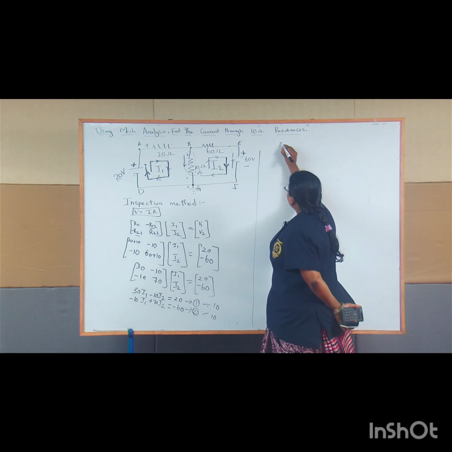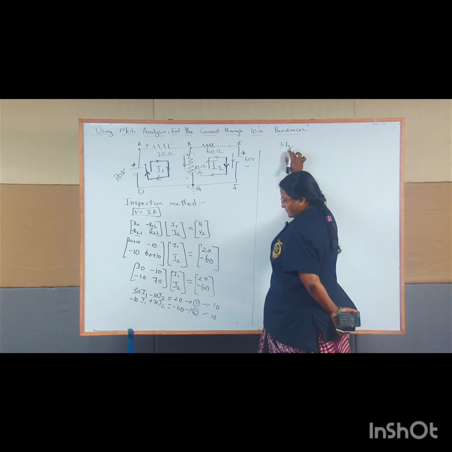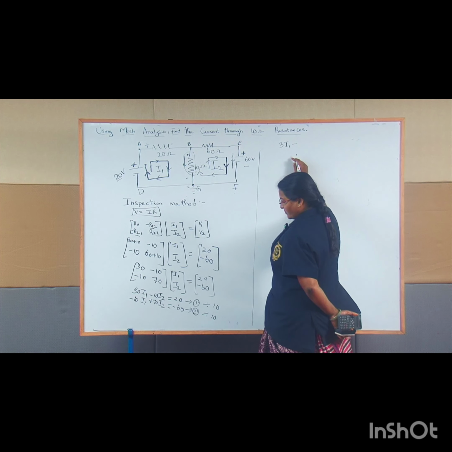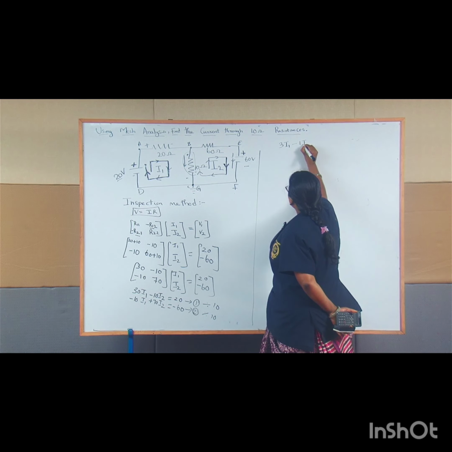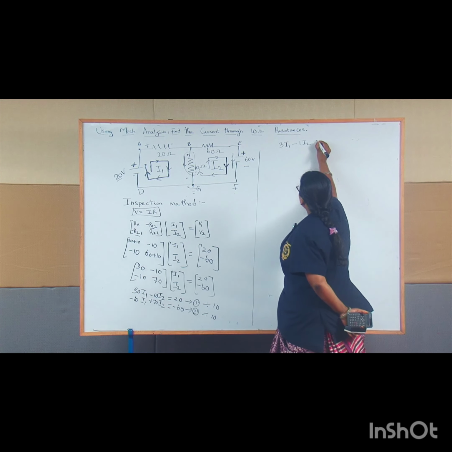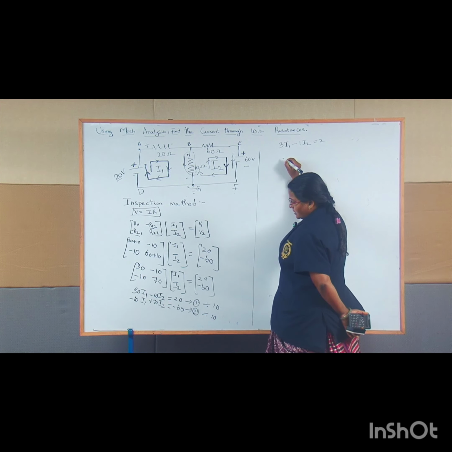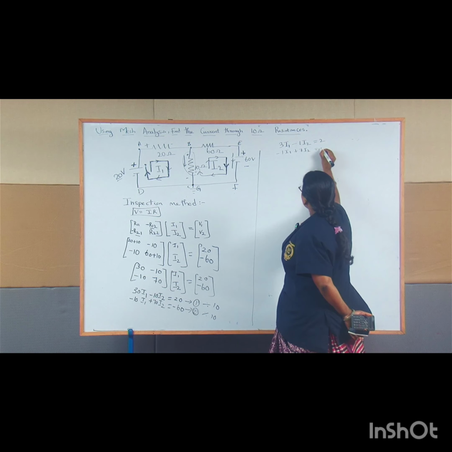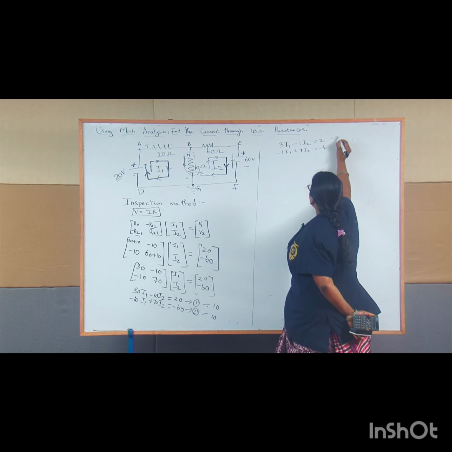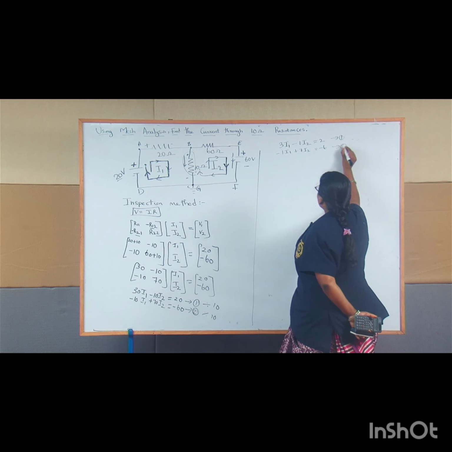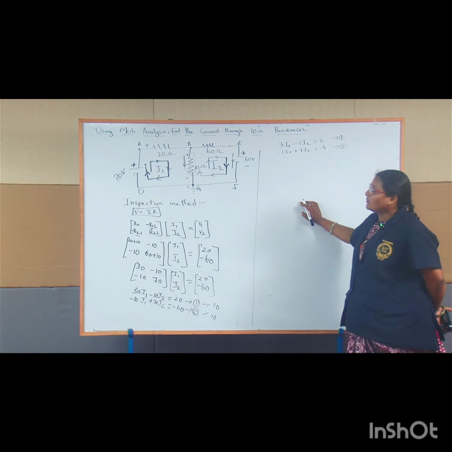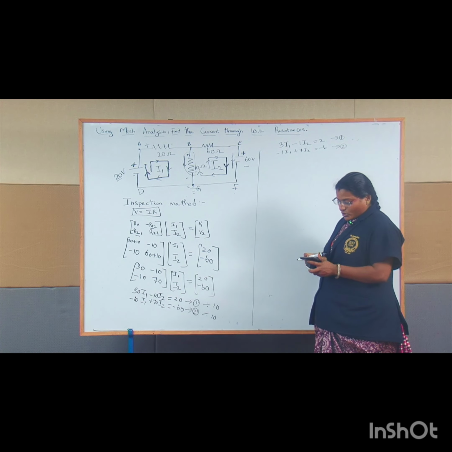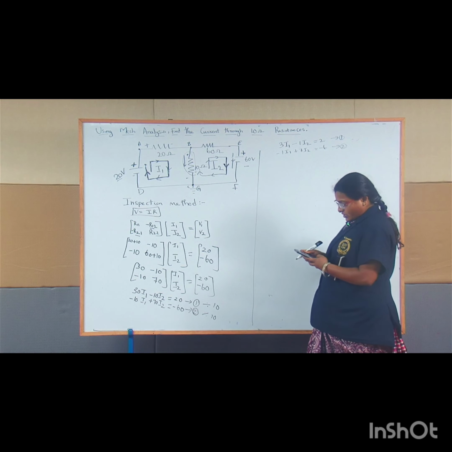So it will become 3I1 minus 1I2 equal to 2. Then minus 1I1 plus 7I2 equal to minus 6. So this is your equation 1, equation 2. You will get the same equations in the previous method also. Using your calculator, once again just check it.